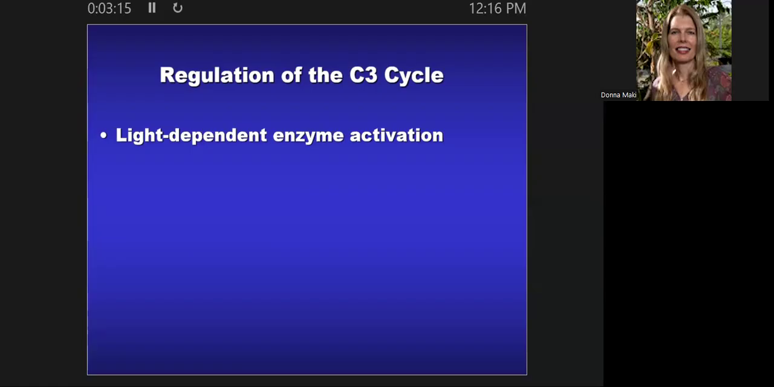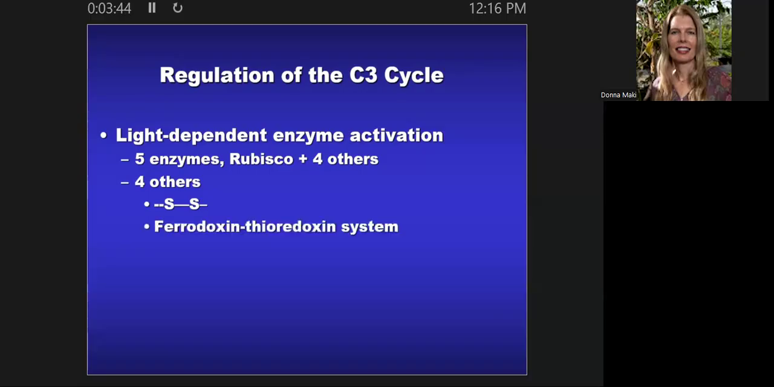And so I want to explain a little bit about that. So far, they know there's 5 enzymes that are activated this way. And one of them happens to be Rubisco. So I'll talk about Rubisco separately from the other 4. So if you look at the other 4, let's do those first. What you see on their enzyme area is that they have this disulfide bond that will get cleaved through this special system called the ferredoxin thioredoxin system.